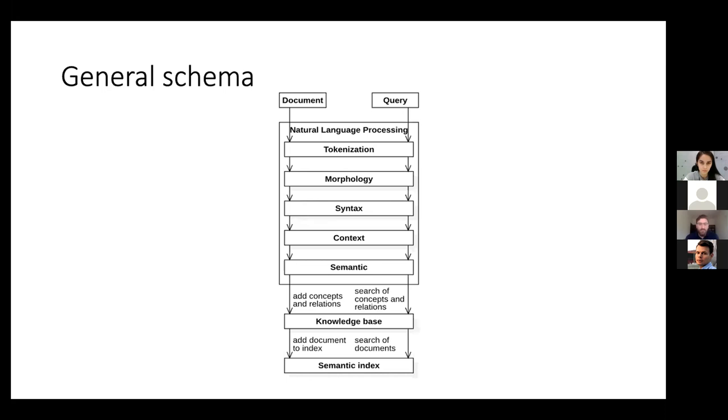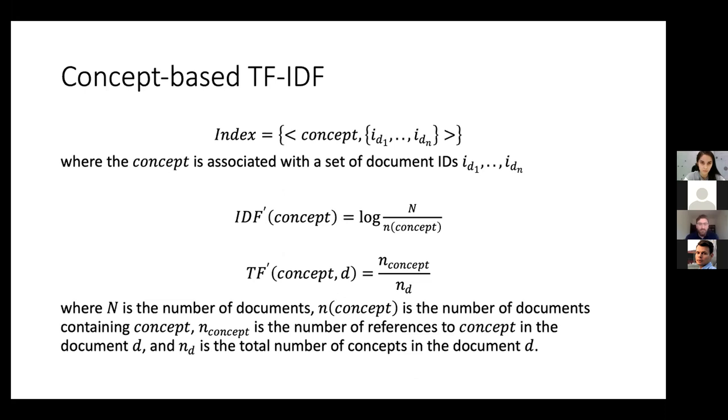The key idea of our approach is a semantic index. A modern information retrieval system is based on a keyword search index and the TF-IDF metric to evaluate relevance of results. In our semantic index, each concept corresponds to a set of documents which mention it. The search index based on concepts is represented in the following equation for the index, where the concept is associated with a set of document IDs. To rank results using the new search index based on concepts, we introduce modified TF and IDF measures.